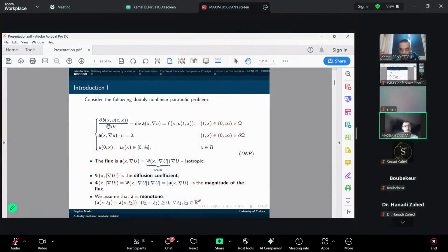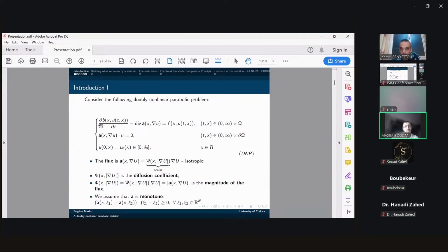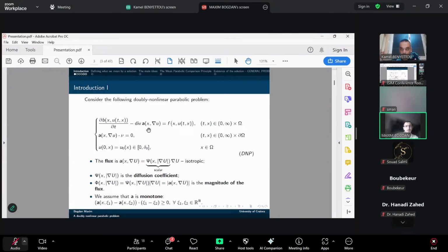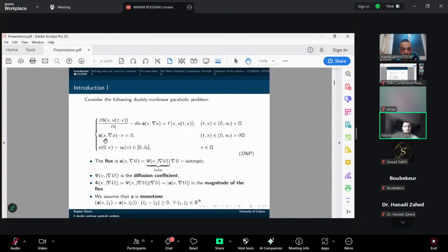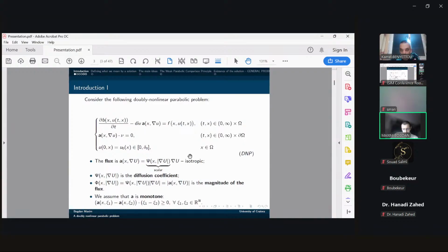I start with this problem. So we have two nonlinearities. One nonlinearity is B, and the other one is in the flux operator. I consider Neumann boundary conditions on that problem, and it has many applications in image processing. This is where I'm interested in using this kind of thing.